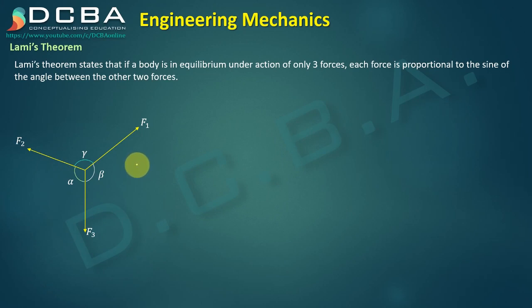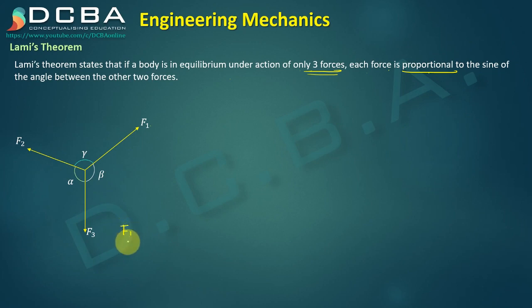Now we have Lami's theorem. Lami's theorem states that if a body is in equilibrium under the action of only 3 forces, so again here only 3 forces come, and these 3 are already under equilibrium, they are also concurrent, then each force is proportional to the sine of the angle between the other 2 forces. So what it is saying is that these 3 forces are under equilibrium, so each force is proportional to the sine of the angle between the other 2 forces.